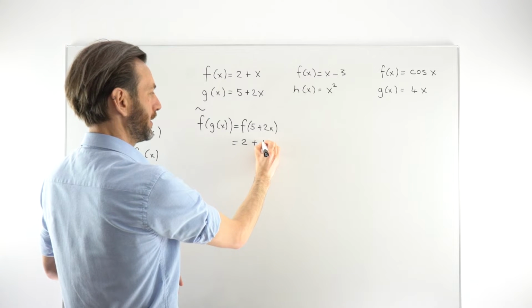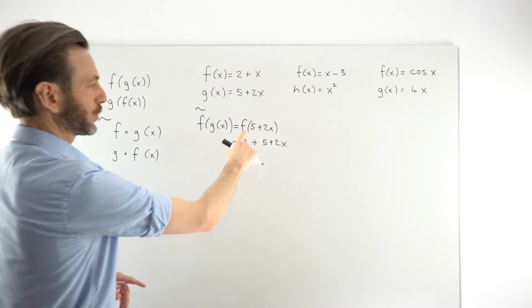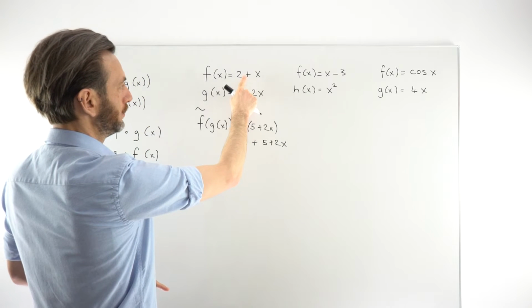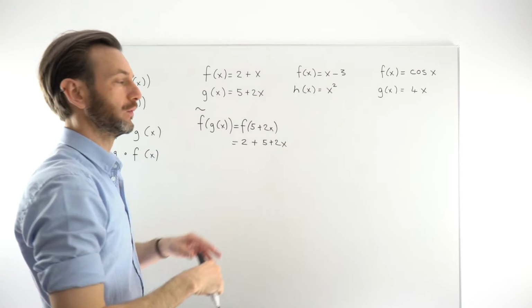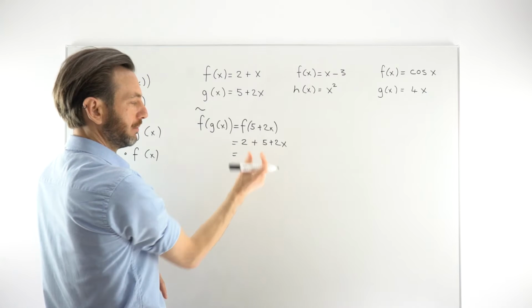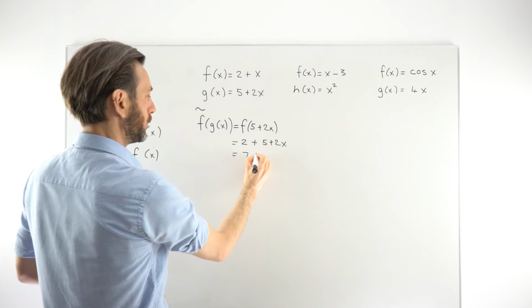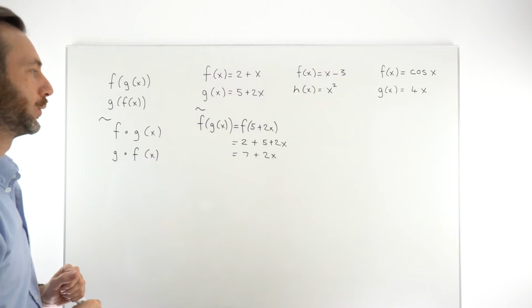So it's going to be 2 plus 5 plus 2x. Notice that I've mirrored the structure of the f function. It's 2 plus something, and it's 2 plus this new something, this new variable. We can take a line now just to tidy up the algebra by combining the number terms. So we're going to get 7 plus 2x, and that's us done with that one.